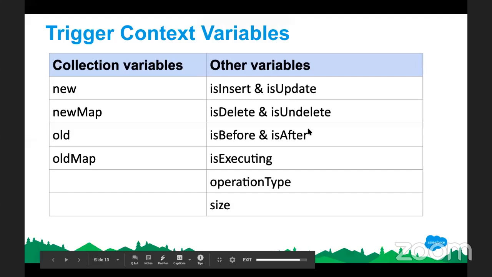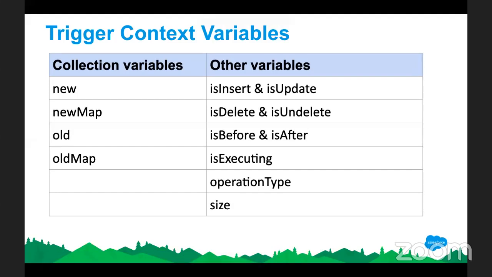Now the trigger context variables. I told you about trigger context variables. So these are the trigger context variables. You should use a trigger context variable with the trigger keyword, like trigger.new, trigger.newMap, trigger.old, trigger.oldMap. These are all collection variables. If you see the first column, these are all collection variables. And if you look at the right side, these are not collection variables, basically some booleans.